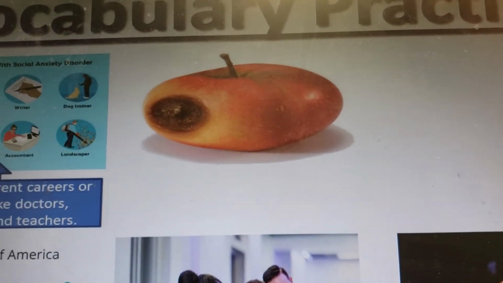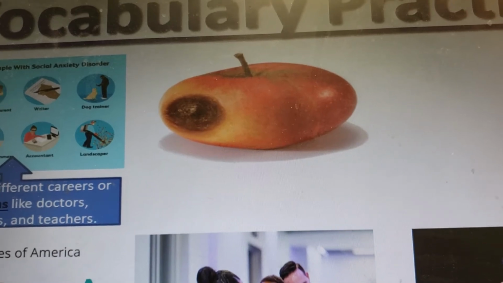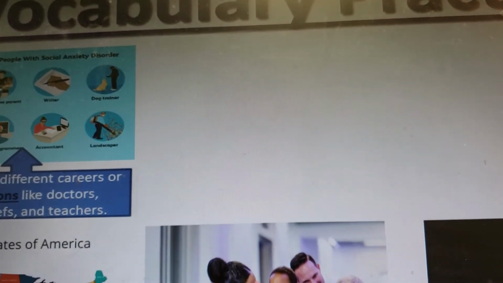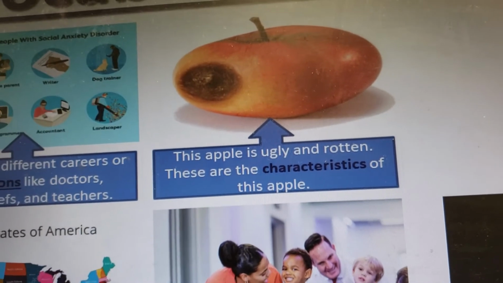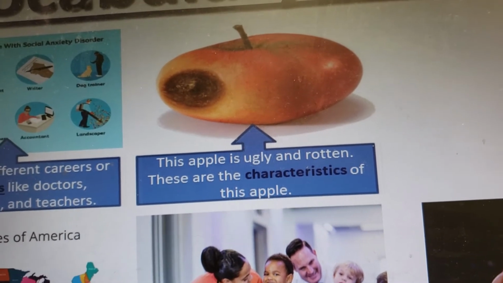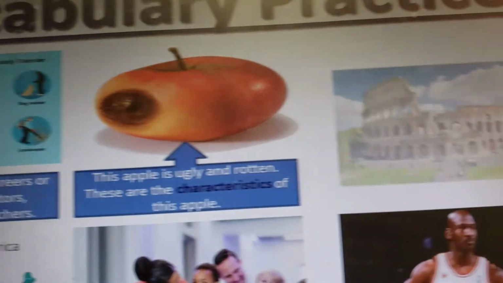Now, you see the apples? What can you tell about the apple? So, you can say the apple is ugly and rotten. These are the characteristics of this apple.